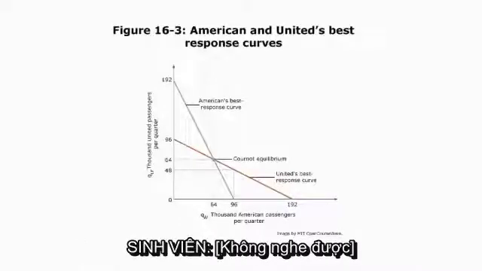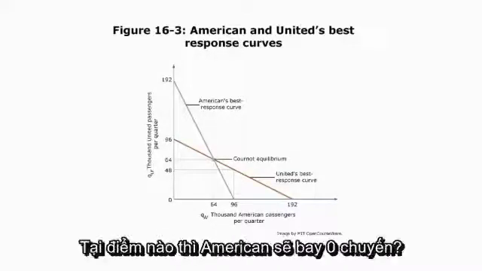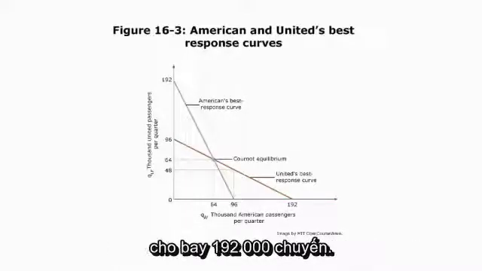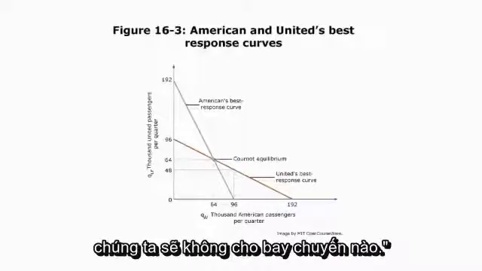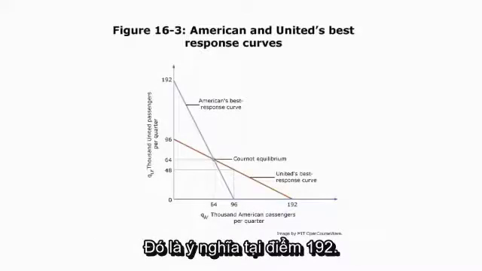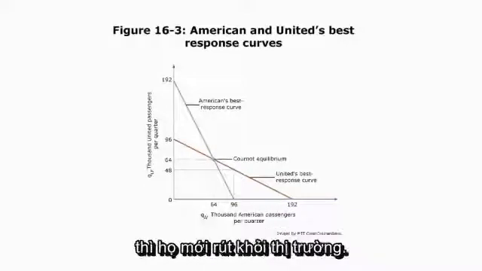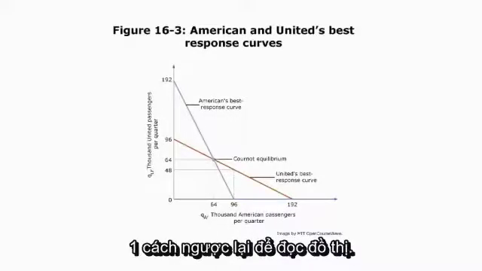What are the 192 points? The 192 point is sort of odd. The question is the following: at what point would American produce 0? How much would United have to produce for American to produce 0? Well, they'd only produce 0 if United was producing 192,000. Only at that point would they say, forget it, we're just going to produce 0. That's what the 192 point means. Only if they knew United was producing all that much would they drop out of the market. So that's the 192 intersection. It's sort of a backwards way to read the curves.